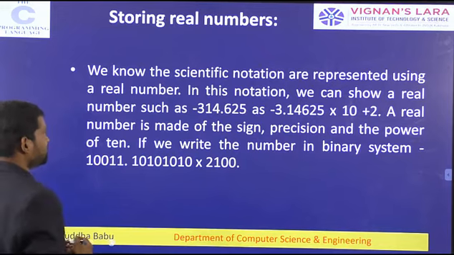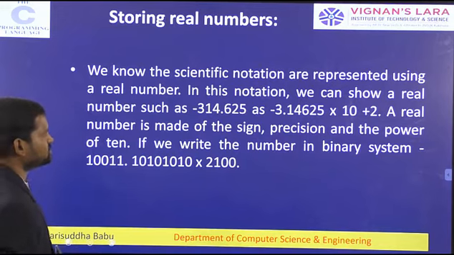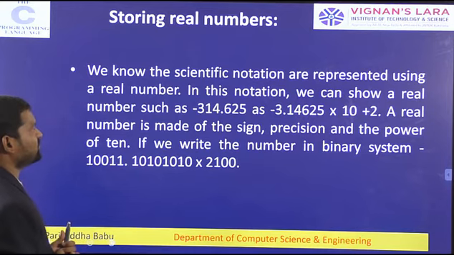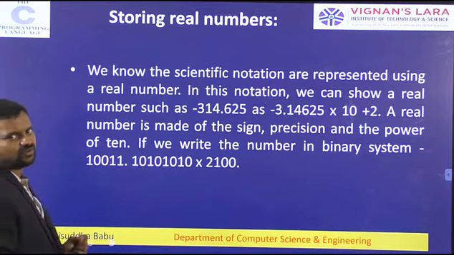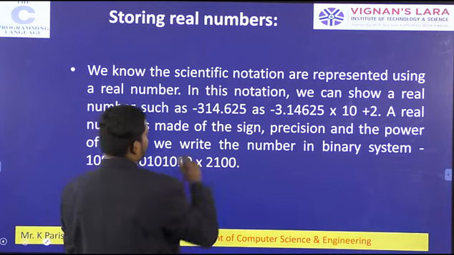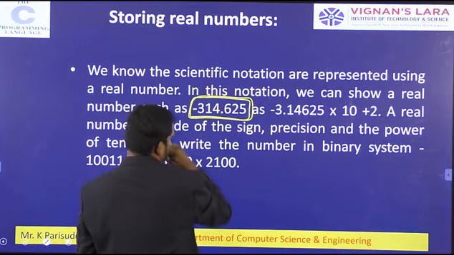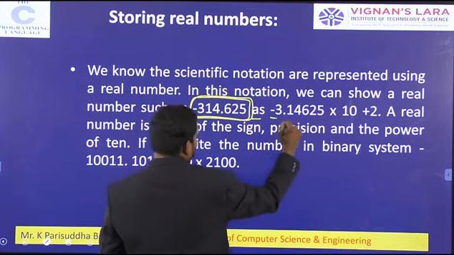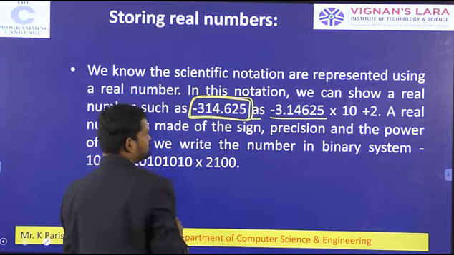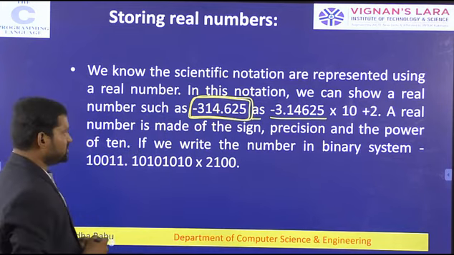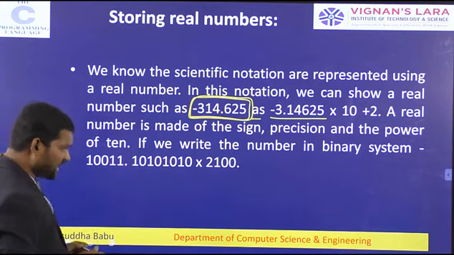In scientific notation, we can show a real number such as minus 314.625 as minus 3.14625 into 10 to the power plus 2. So a real number is made of the sign.